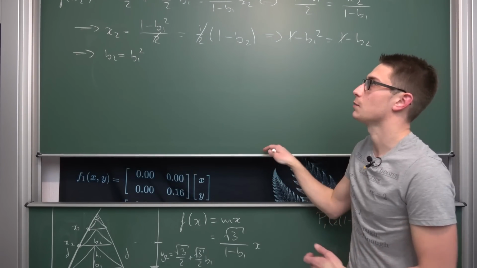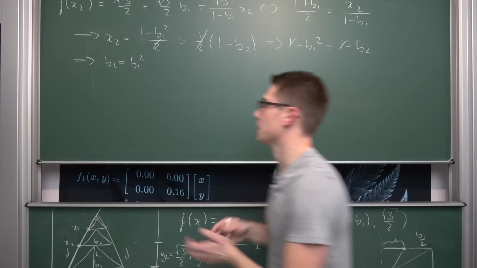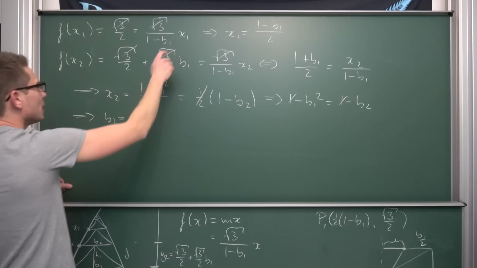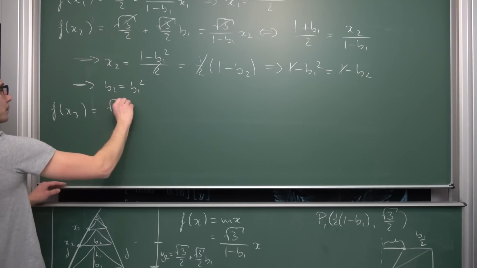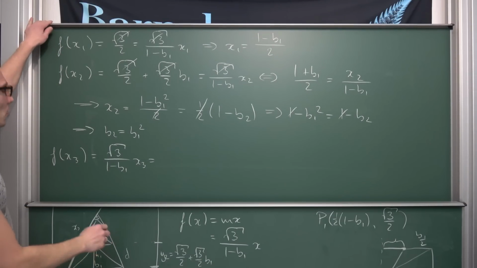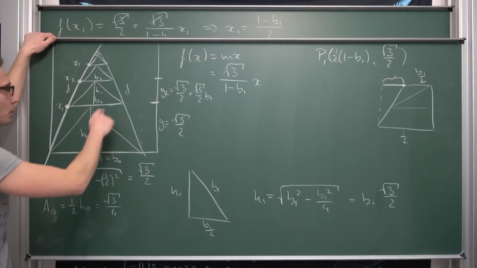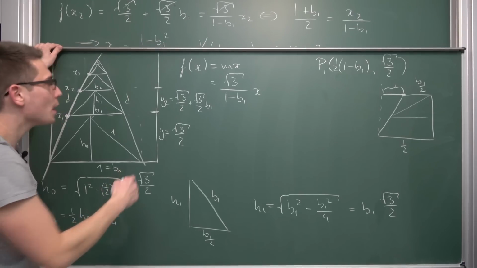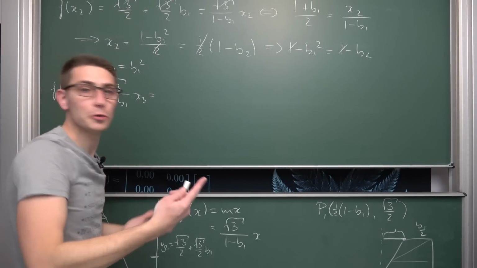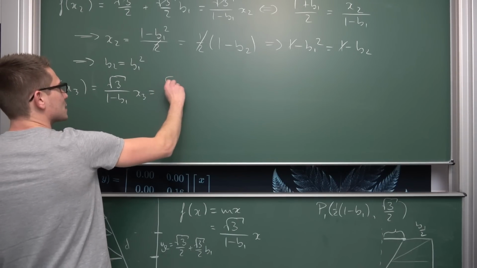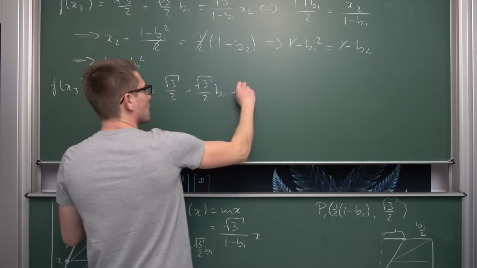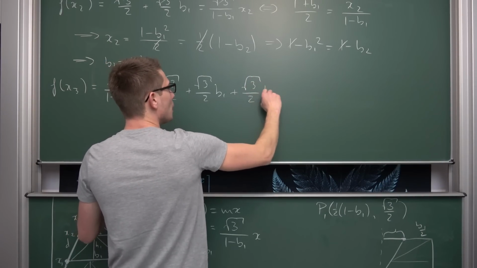And now we are going to go a step further and say, what about f of x3? So f of x3 is nothing but, on the one hand we are going to have square root of 3 divided by 1 minus b1 times x3 being nothing but, we are going to have this height plus this height plus this height, height 2, being the total y-coordinate in the coordinate system. Meaning, by the height theorem basically that we have derived before, we are going to get that the square root of 3 over 2 plus square root of 3 over 2 times b1 plus square root of 3 over 2 times b2.